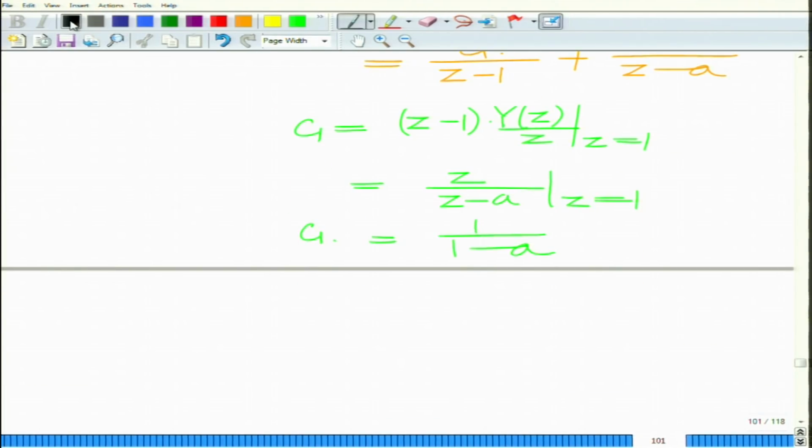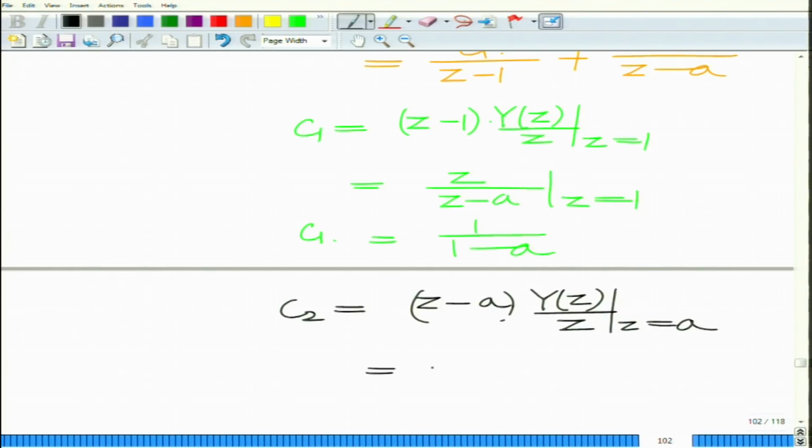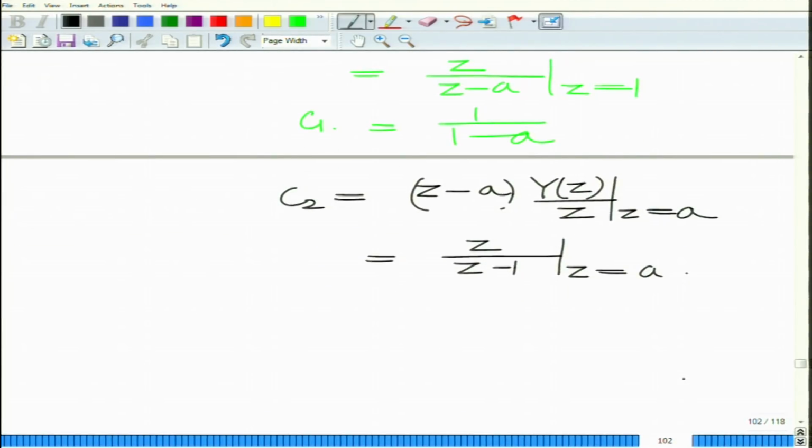Now, how about C2? C2 is the coefficient corresponding to the term z minus a. So that is (z minus a) times Y(z) over z evaluated at z equal to a. So this is basically z over (z minus 1) evaluated at z equal to a, which is a over a minus 1, or this is basically minus a over 1 minus a.